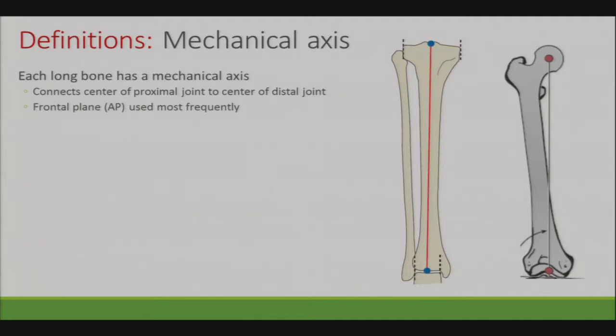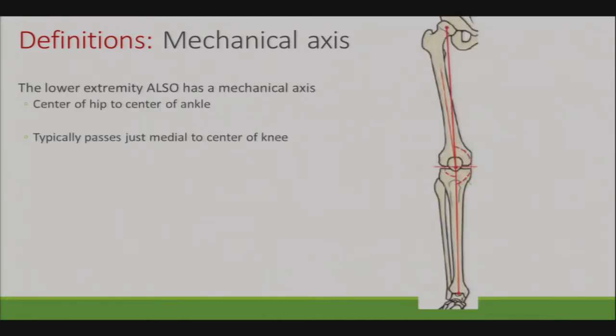The mechanical axis is simply, as you know, the center of the bone proximally to the center of the bone distally. We generally use the frontal plane for this. The entire limb also has a mechanical axis from the center of the hip to the center of the knee. It generally passes just through or medial to the center of the knee.